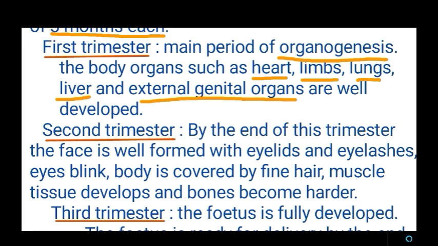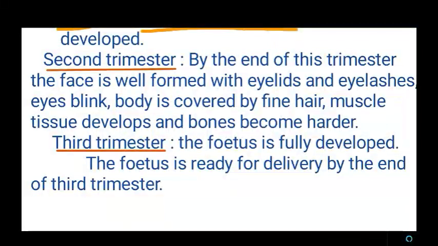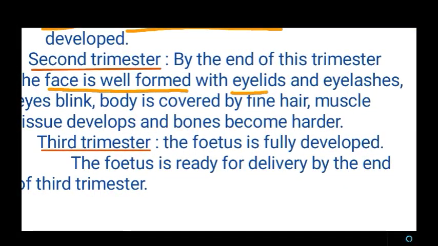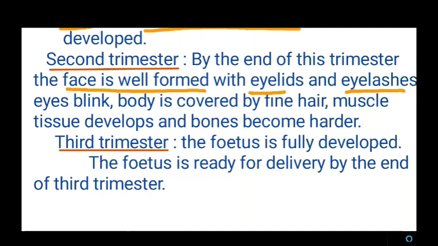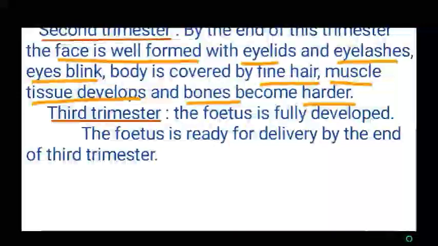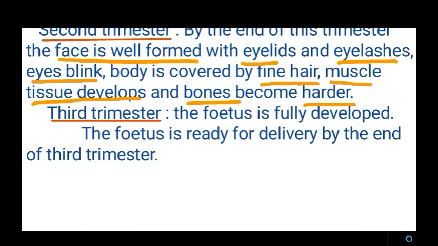What about the second trimester? By the end of the second trimester, the face is well formed. You can see the eyelids, eyelashes, and the blinking of the fetal eyes. Then the body is covered by fine hairs. Muscle tissues are well developed and the bones become harder by the end of the second trimester. In the third trimester, the fetus is fully developed and is ready to be delivered by the end of the third trimester.